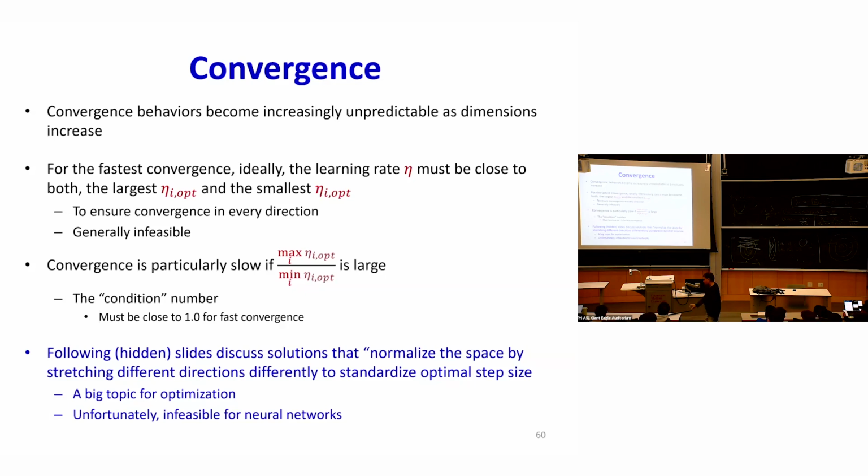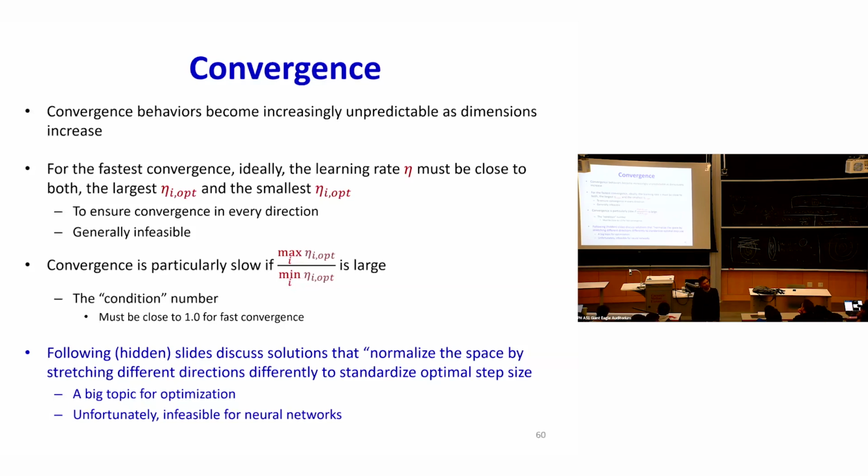So in general, if the ratio of the largest optimal step size to the smallest optimal step size is very large, that means convergence is probably not going to happen in a hurry, because convergence in one direction ensures very slow convergence in the other direction, or divergence in the other direction. So you want the ratio between the largest and the smallest step sizes to be as close to what value? 1 as possible. In general, that won't happen. This is something like a condition number, must be close to 1 for fast convergence. And there are a whole bunch of slides discussing this.